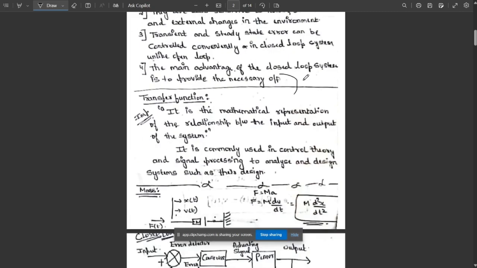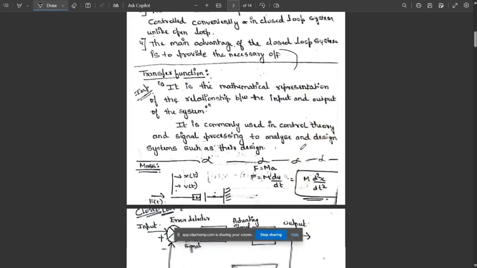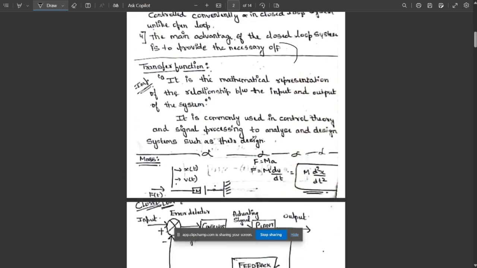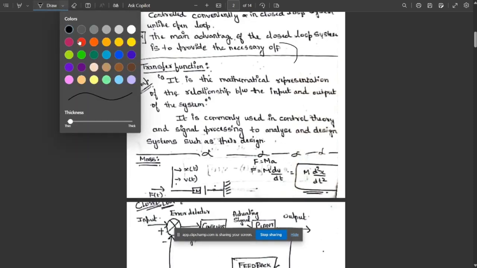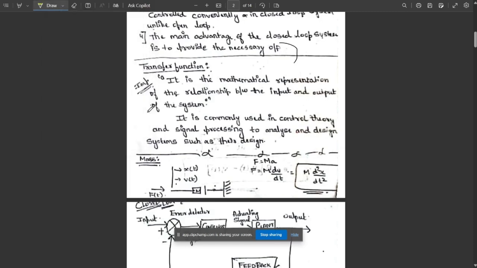Okay, so now again we have one more concept. It's a very important concept for this subject. That is transfer function. Please make a note of this. So what does this transfer function mean? It is the mathematical representation of the relationship between the input and output of a system. It is commonly used in control theory and signal processing to analyze and design systems.